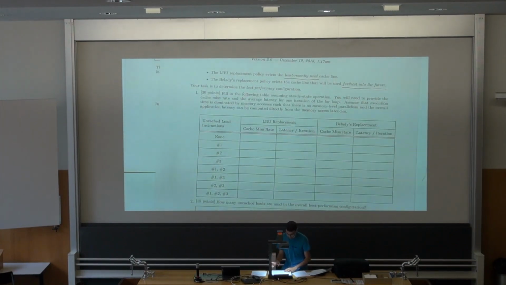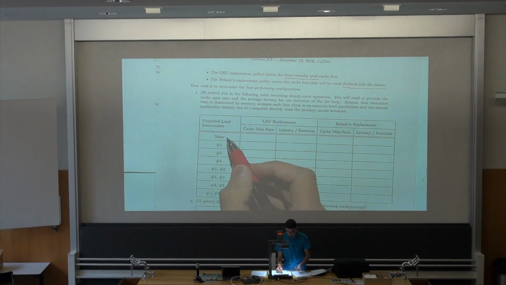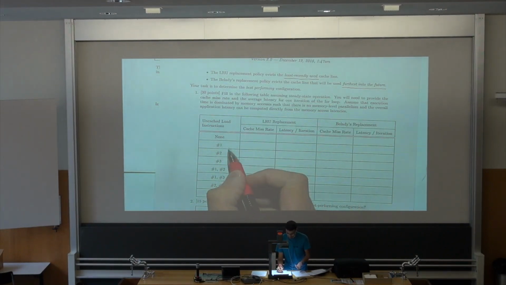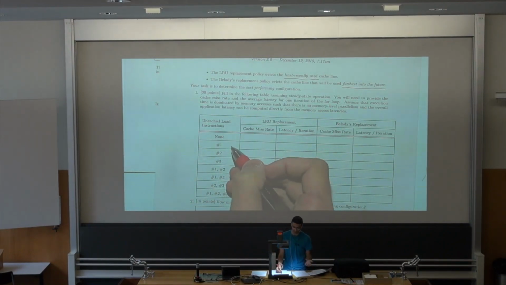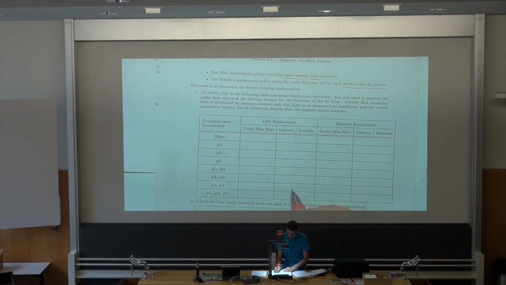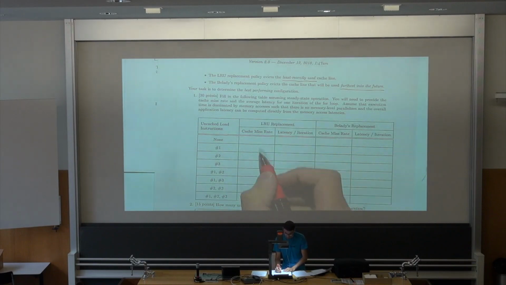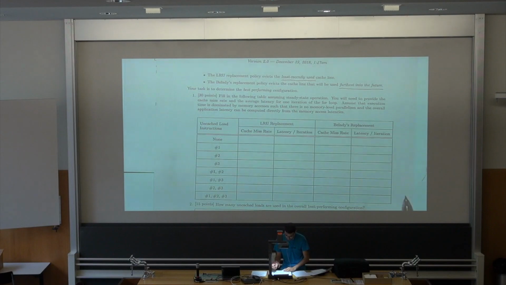So we're given a table with different uncached load instructions. For example, for none, we don't replace any of the current load instructions with uncached ones. And for the other rows in this table, we replace load number 1, load number 2, and so forth. And so for the LRU configuration and Belady's replacement, we're asked to fill in the cache miss rates and then the latency for each iteration of the for loop, right?